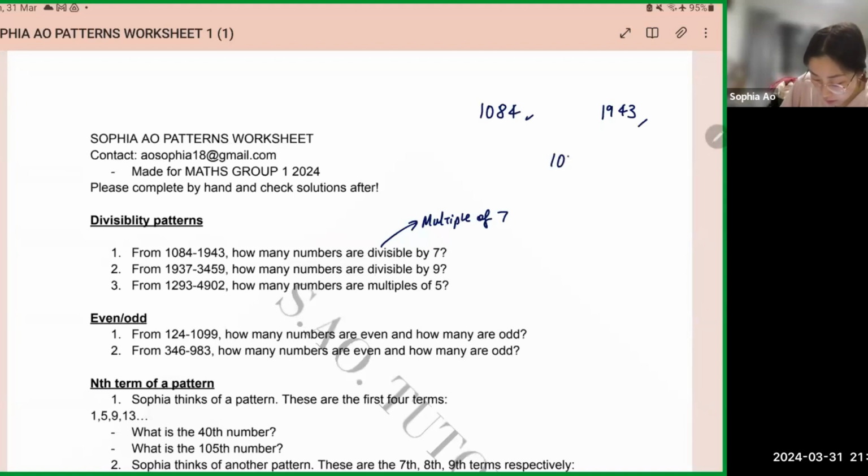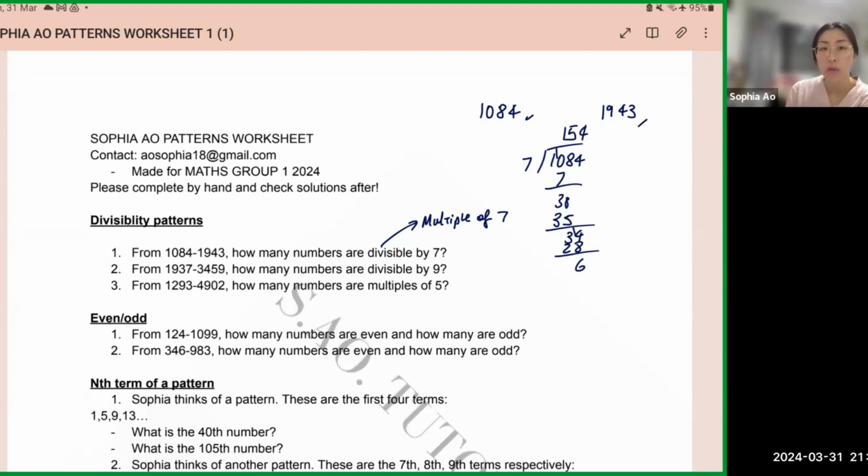You'll go 1084 divided by 7. 7 times 1 is 7, and subtract, 38. 7 times 5 is 35. 34 over here, 7 times 4 is 28, leaving you a remainder of 6 over there, okay? Now, some students get a little bit stuck at this stage.